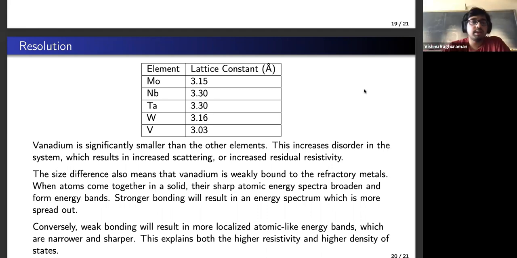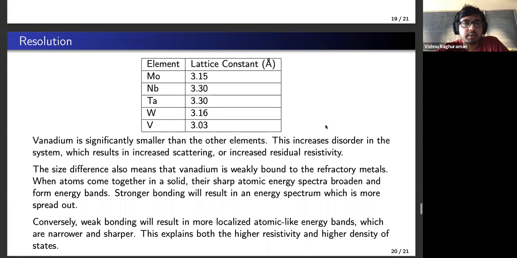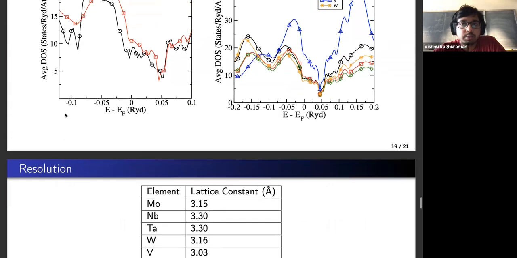So in this case, we didn't really see any experimental data for this. So we're not sure experimentally what happens, but we would expect that since vanadium has almost a 10% smaller lattice constant than, say, niobium or tantalum, the bond lengths would be slightly shorter in that case. And that would also make sense from a density of states point of view.